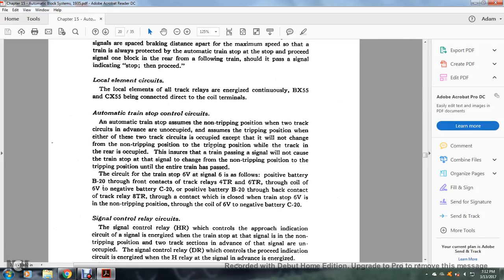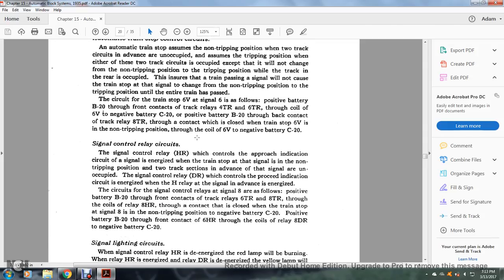The circuit of the train stop of the 6V, as signal 6, is followed with the positive battery B20 through the contact of track relay 4TR and 6TR, through the coil of the 6V, to negative battery C20. With the battery B20 through the back contact of track relay 8TR, through the contact closed with the train stop of the 6V in the non-tripping position, to the coil of the 6V, negative battery 6Z20.